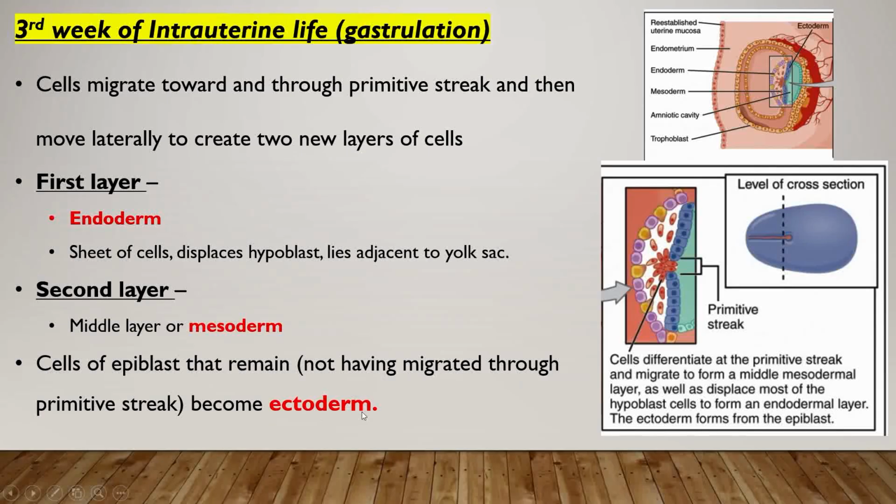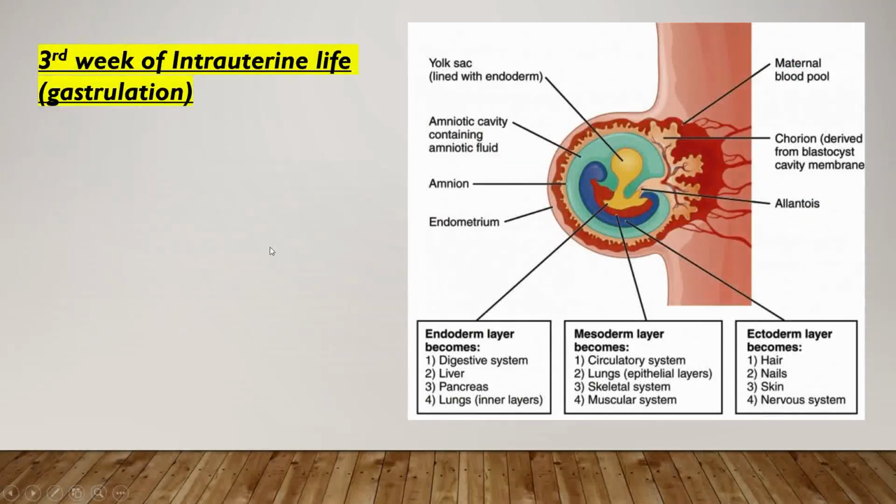So we have seen the bilaminar germ disc where only two layers were there, epiblast and hypoblast, and here in gastrulation all three layers are formed: endoderm, mesoderm and ectoderm. And remember, all three layers, ectoderm, mesoderm and endoderm, originated from the epiblast. The hypoblast does not have any role in forming the three germ layers. So you can see here the third week of intrauterine life, which is known as gastrulation. So it has formed endoderm, mesoderm and ectoderm.